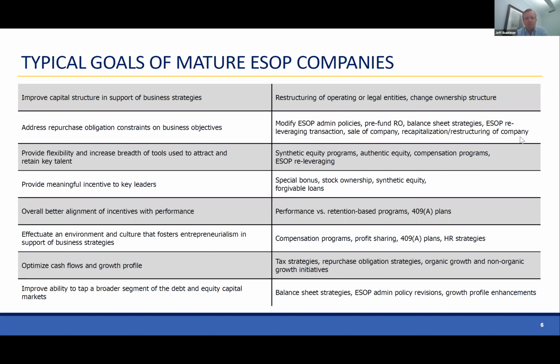Overall, better alignment of incentives with performance is another similar theme, and really trying to find a way where incentives can be more performance-based. I think the ESOP is a great example: allocating shares to your participants each and every year is a great example of a retention-based program. It doesn't matter how well they performed individually, they're going to get their allocation based on the administrative formula that governs your ESOP plan document. But maybe there are better, more creative ways to think about structuring something that's more performance related, either at the organizational level or even at a business unit level.